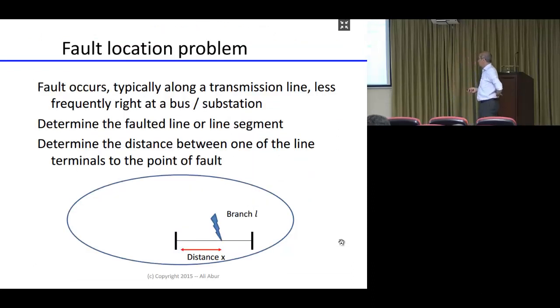Now, when it comes to the second problem, it's slightly different in the sense that it's the fault location problem, and just simply stated, fault location problem is to determine the faulted line or the line segment, and once you do that, you also determine the distance between one of the line terminals to the actual fault location. So that way, you determine the faulted line as well as the location of the fault along that suspected branch. So this is the fault location problem.